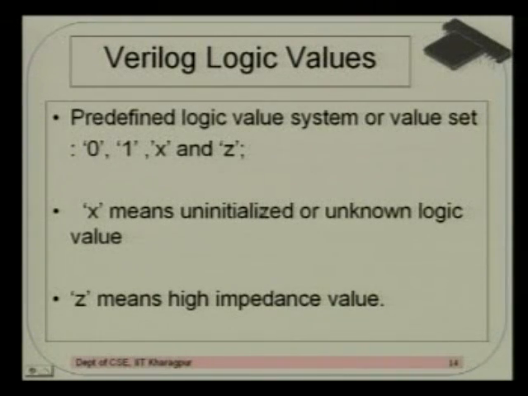So in Verilog you have got various logic values. So you have got 0 and 1 obviously because you are expressing digital logic, but the other things that you express are X and Z. So what is X and Z? X is something which is undefined, that is some wrong state, and Z is a high impedance state.